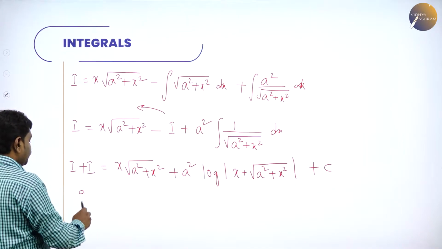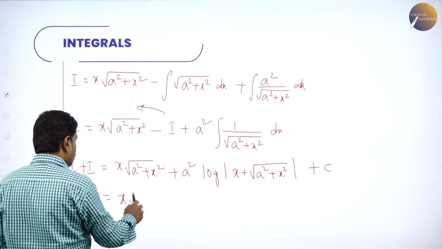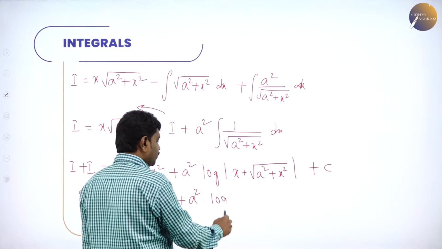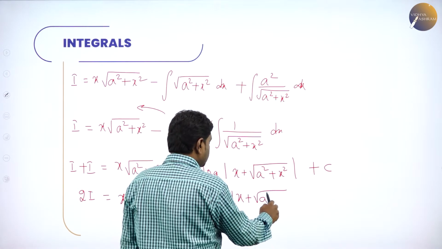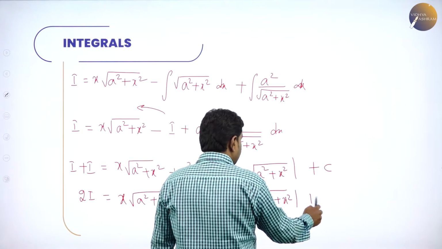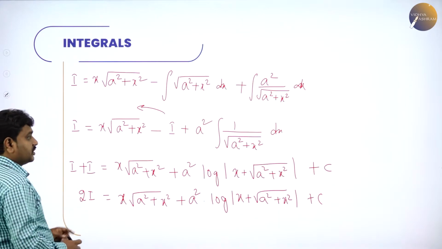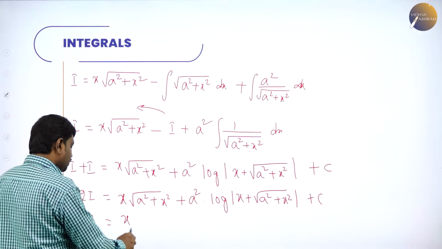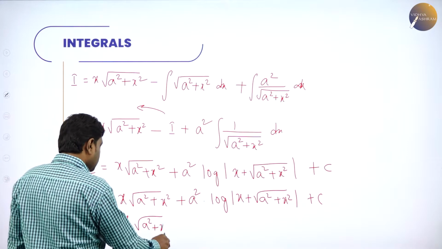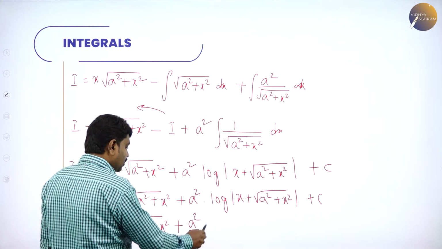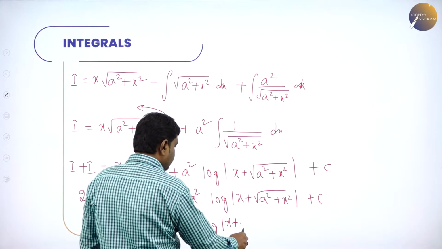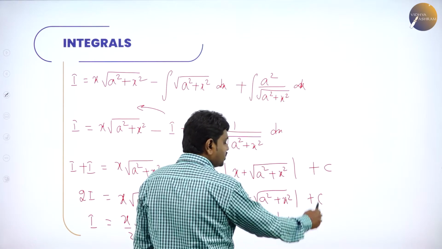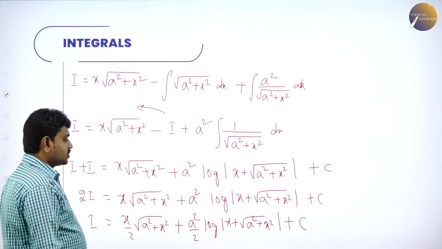Now I plus I is 2I. 2 times I is x into root of a square plus x square plus a square into log of mod of x plus root of a square plus x square plus c. Now we need I. I means given question. So I becomes what? Into 2. If it goes that side, it will become divided by 2. Everything divided by 2. So this will become x by 2 root of a square plus x square plus a square by 2 log of mod of x plus root of a square plus x square and plus c by 2. Constant by 2 is also constant. So it will become plus c. That's it. So this is the final answer.